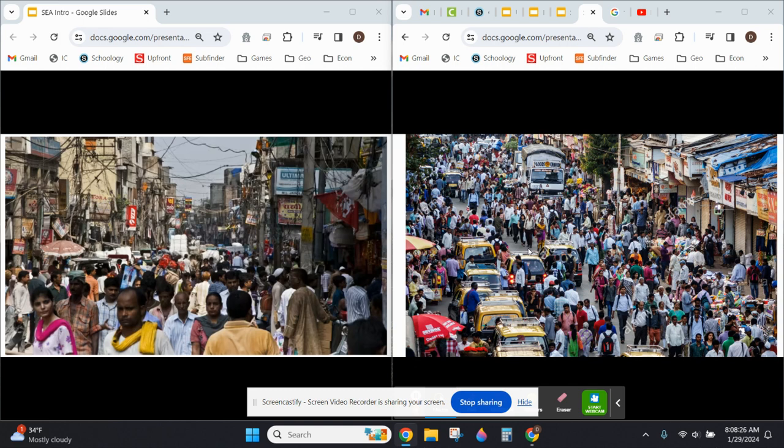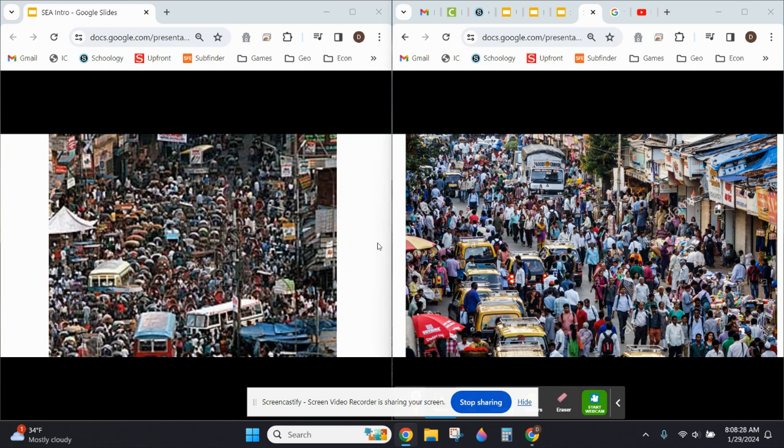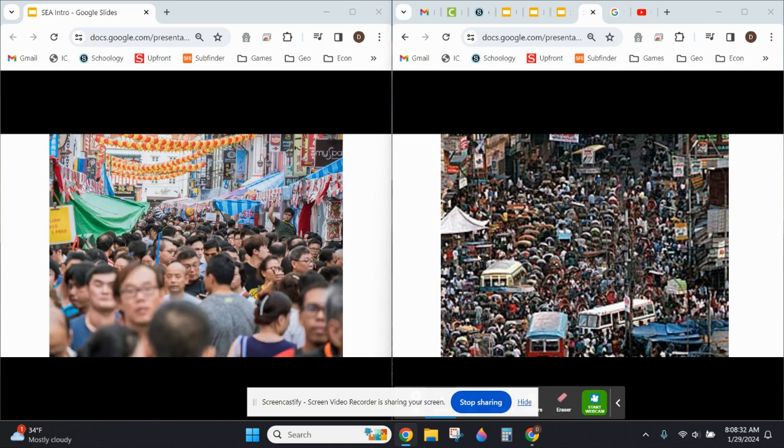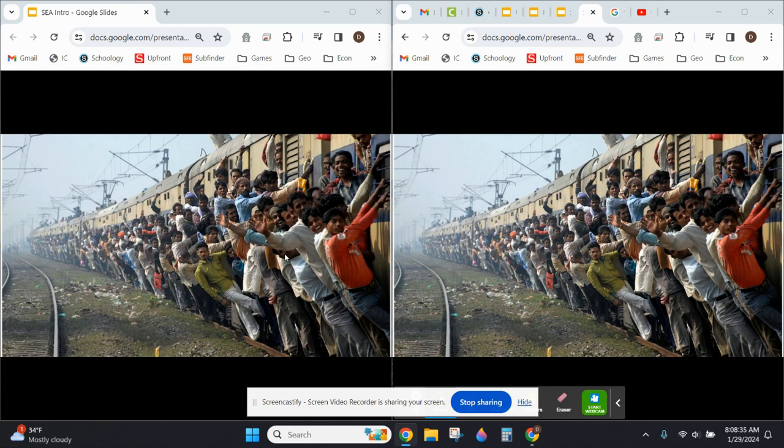So here are some pictures of these different countries. You can see population's a big deal in most of these countries. There are a lot of people. This is some of the most densely populated places in the world where there's a lot of people in a small area.